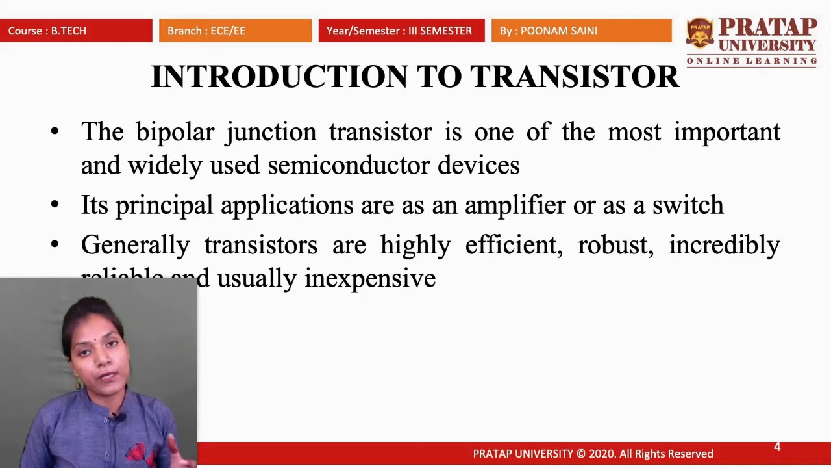So in a bipolar junction transistor, one of the important uses is amplifiers, and they are also made of semiconductor devices, and generally transistors are highly efficient and usually inexpensive. So for these kinds of things we basically use transistors.